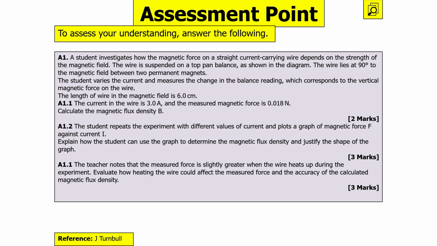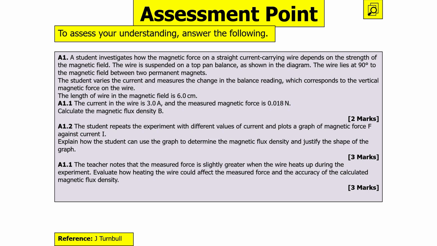The student varies the current and measures the change in the balance reading, which corresponds to the vertical magnetic force on the wire. The length of the wire in the magnetic field is 6 centimeters. The current in the wire is 3 amps and the measured magnetic force is 0.018 newtons. Calculate the magnetic flux density B.